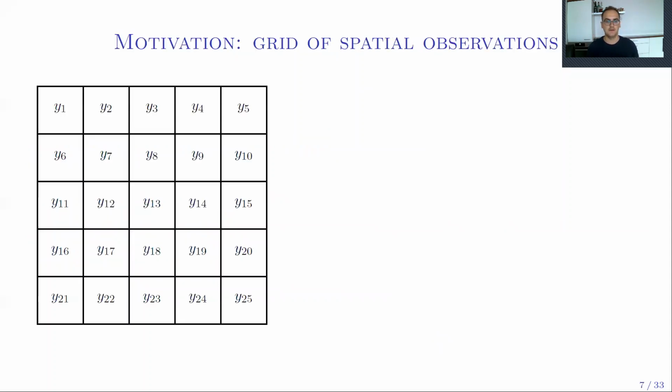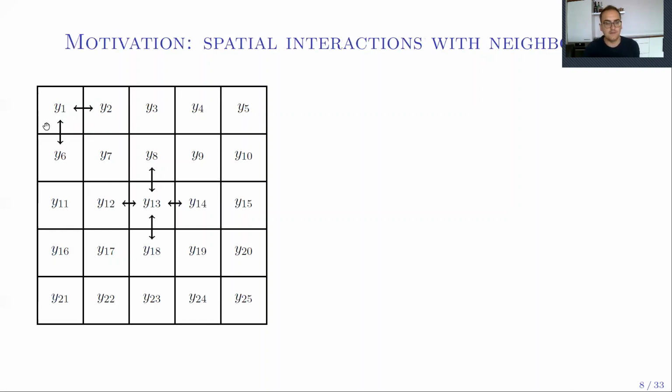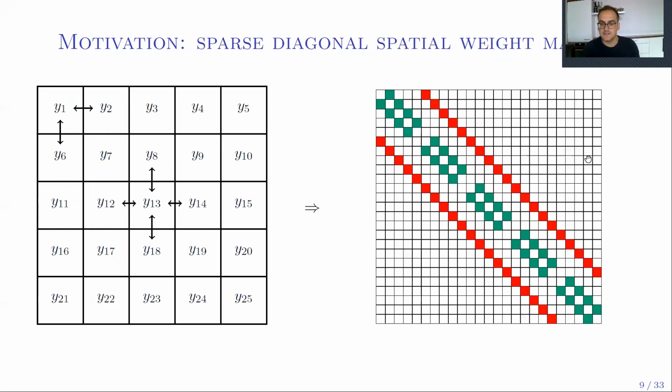The motivation that we came up with that started this work is the following. So if we assume that we have a grid of spatial observations, we have 25 spatial units over here. If these spatial units are allowed to interact with their first order horizontal and vertical neighbor, if we then stack these observations row-wise and we convert it to our spatial VAR model from before, it turns out that the spatial weight matrix takes on the following form. So clearly there are many, many zeros and the matrix is indeed banded.